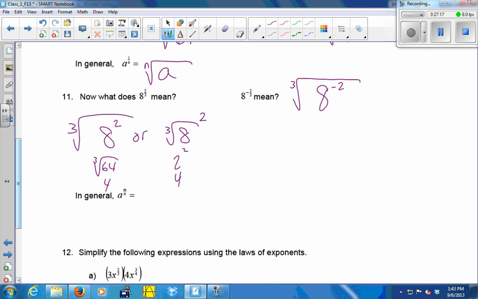1 over 8 squared. So remember, negative exponents move the number from one part of the fraction to the other. So this is the cube root of 1 over 8 to the positive 2. So raising numbers to negative exponents, flip them. Okay. And so this is the cube root of 1 over 64 as opposed to negative 64, which is another really common mistake when you deal with negative exponents. They make fractions. So the cube root of 1/64, what do you think? 1/4. Very good.